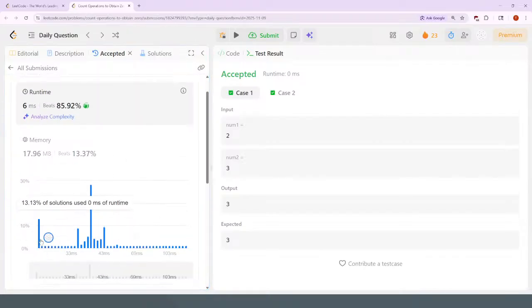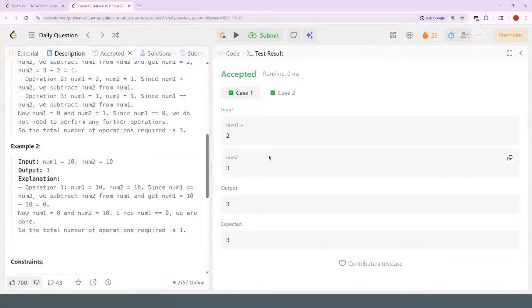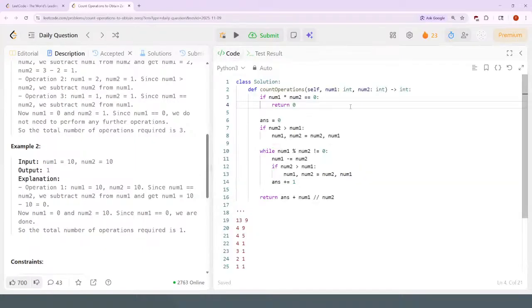Well, I'm in this no man's land between extremely optimized and average-ish. Can I optimize even more? Yeah, I wonder if the if statement actually slows things down, to be honest.